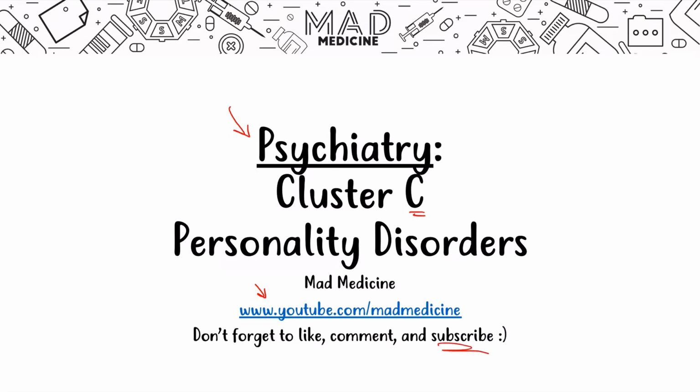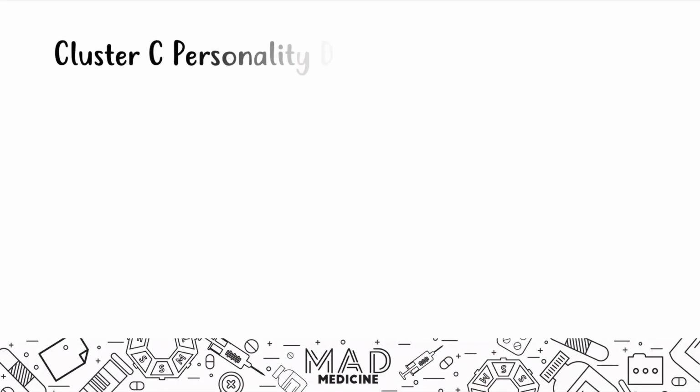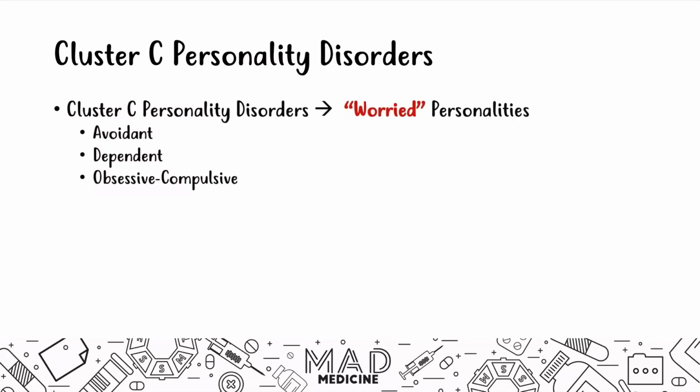And with that being said, let's begin our discussion about the cluster C personality disorders. So these are the worried personalities, right? That's what we're going to be discussing today. All of these people are usually worried about one thing or another, and that's a hallmark indication that someone has a cluster C personality. The three main personality disorders that you should be familiar with for Step 1 are avoidant personality disorder, dependent personality disorder, and obsessive-compulsive personality disorder, which we've discussed a little bit in the OCD video that we had earlier. So that is mainly what we're going to be discussing today.